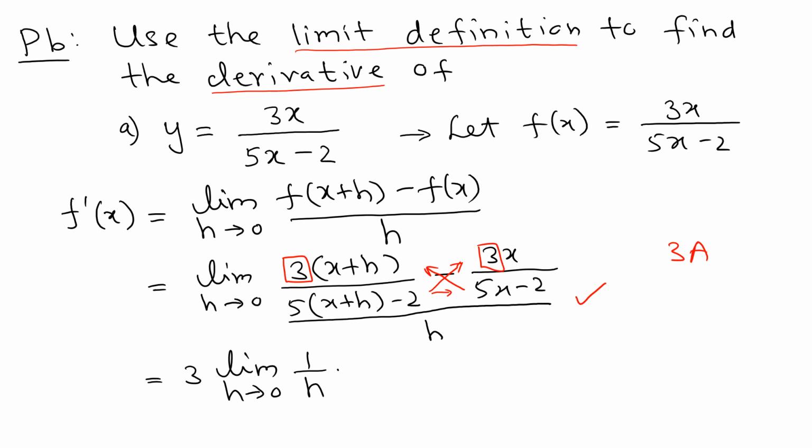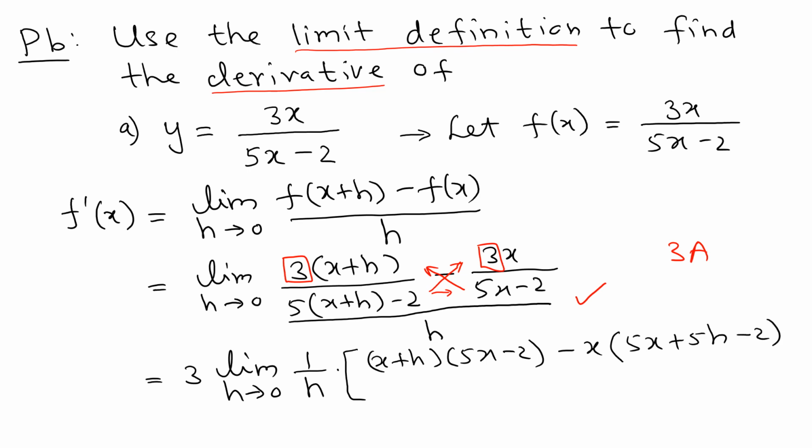So we do that. When you do that, you can see it simplifies really well. You're going to multiply the first arrow, which is x plus h times 5x minus 2. That's the first arrow. Minus the second arrow, which is x times the whole expression. If you expand it, you get 5x plus 5h minus 2. That's the second one, second arrow.